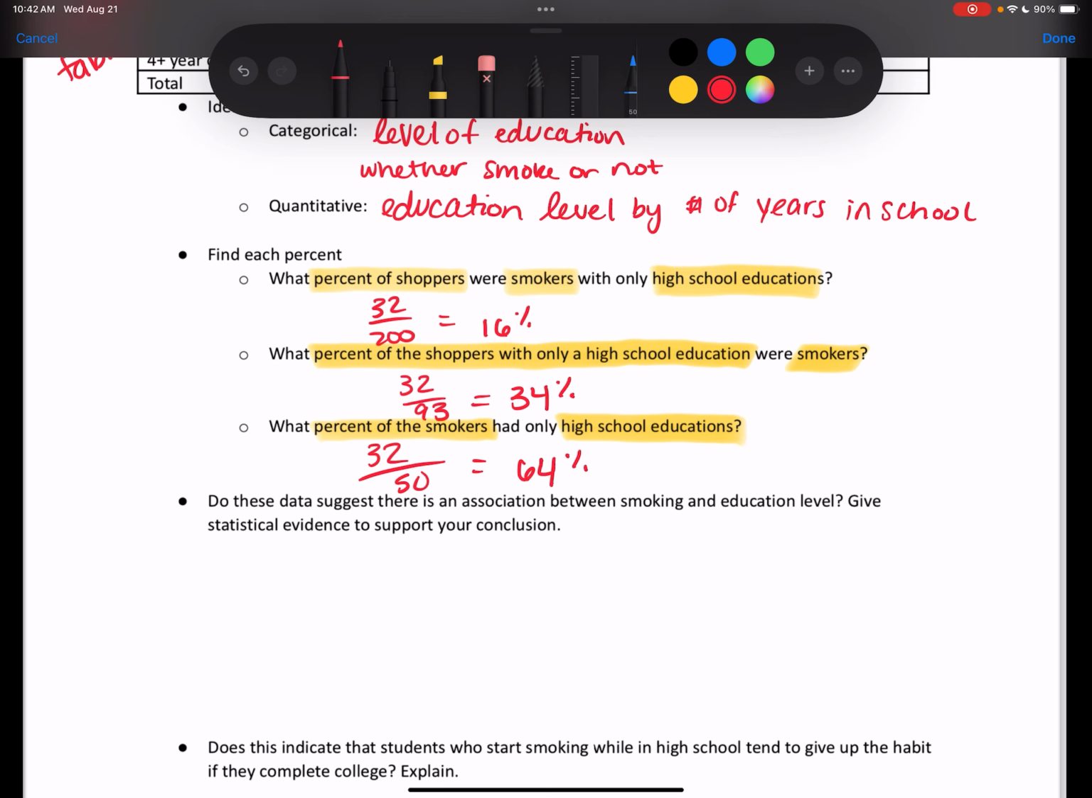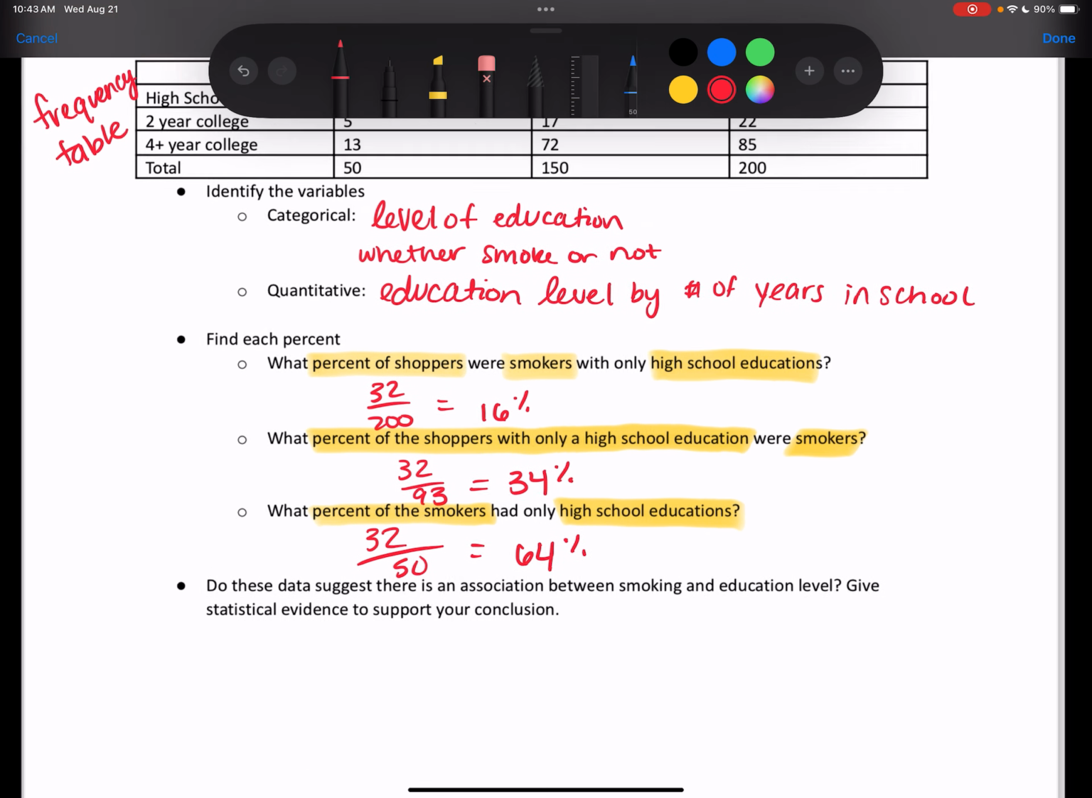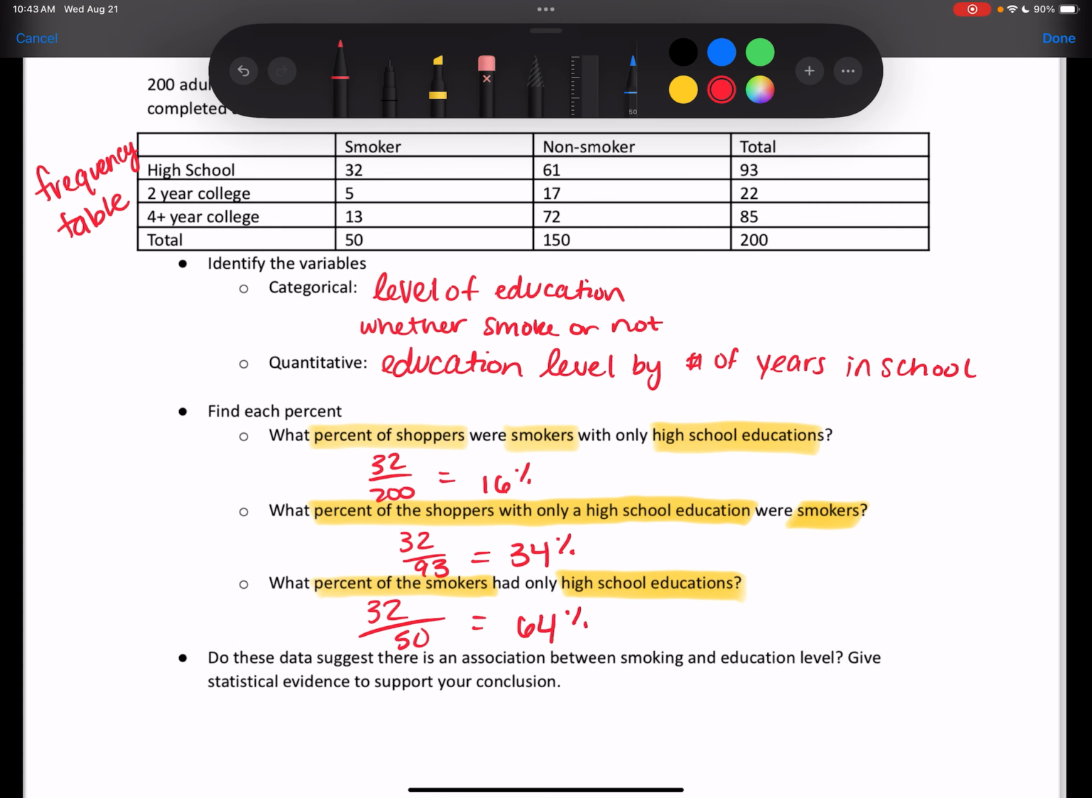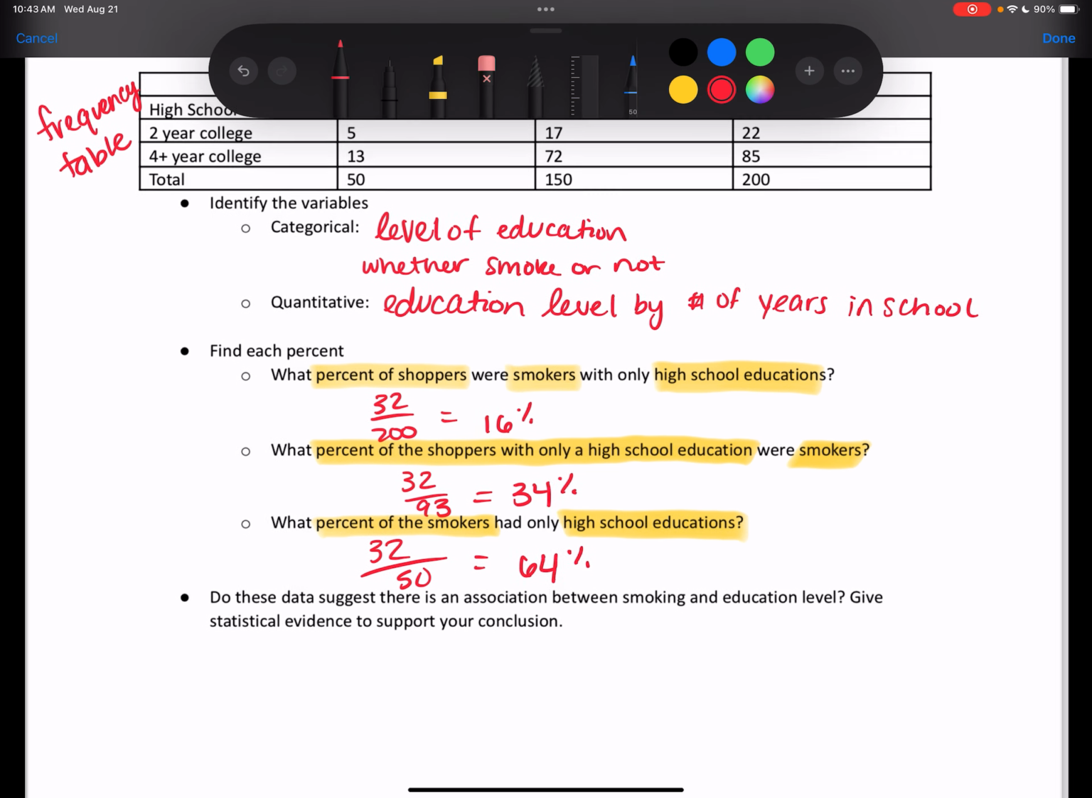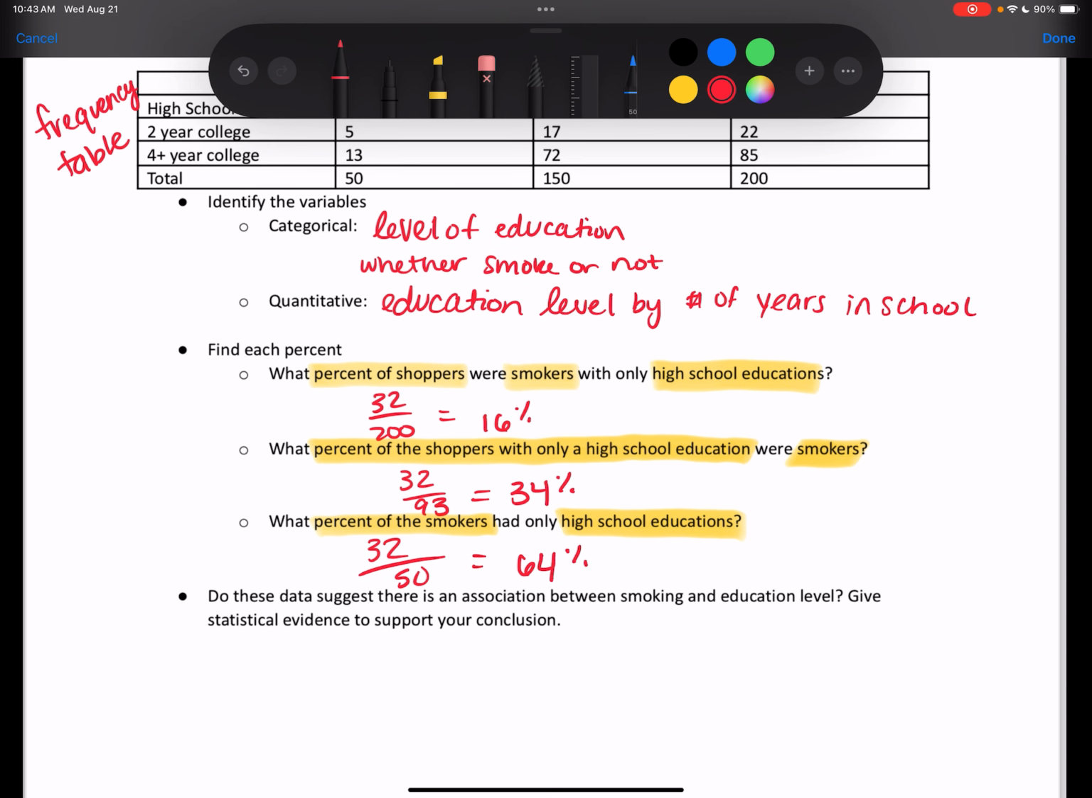So I want to look at what percentage of the whole group were smokers. 25%. Yep. What percentage of the whole group were smokers is 25%, because that would be 50 out of 200, which would be 25% of the whole group were smokers.